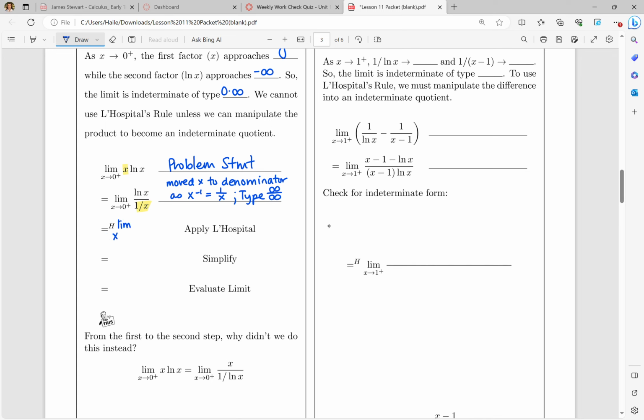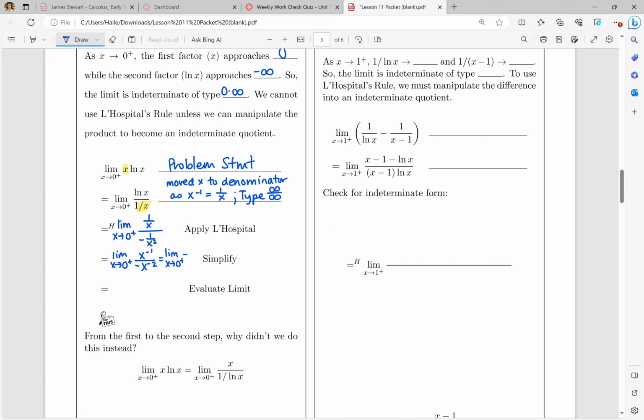So we have the limit as x goes to 0 from the right of ln of x over 1 over x. The derivative of ln of x is 1 over x. The derivative of 1 over x is negative 1 over x squared. Then we want to simplify this as much as possible. So we have the limit as x goes to 0 from the right of x to the minus 1 over negative x to the minus 2.